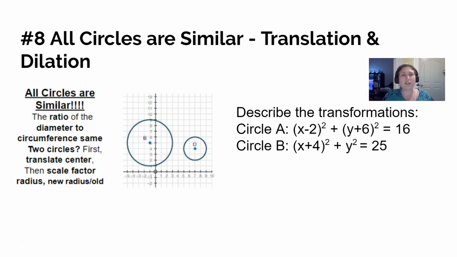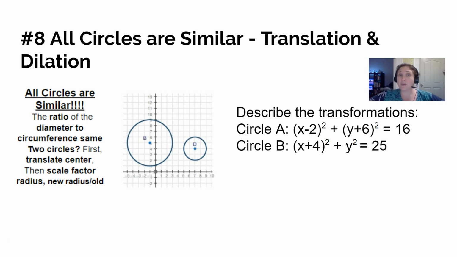Number 8, all circles are similar. I know you said it with me because we say it all the time. All circles are similar. Why are they similar? They're similar because of the ratio of the diameter to the circumference. Remember the formula for circumference is circumference equals pi d. Pi is a number, it's a constant. That's why all circles are similar.